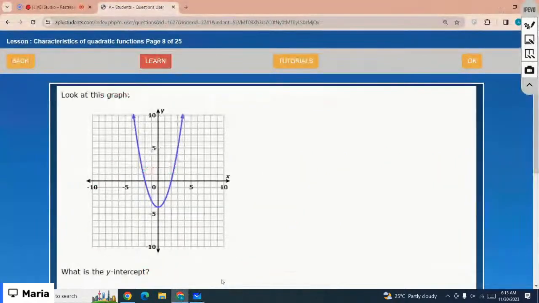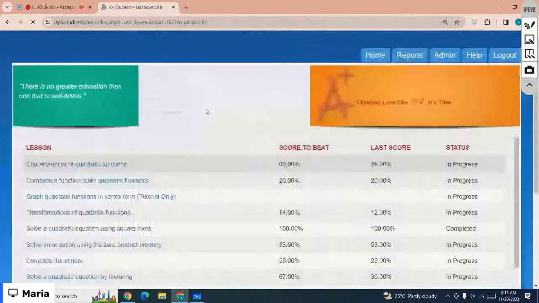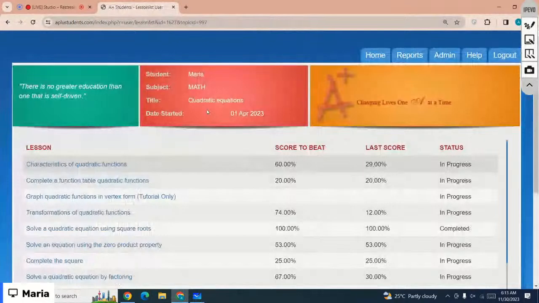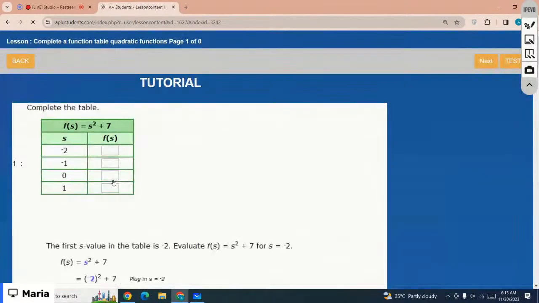The next lesson is to complete a function table for quadratic functions. Okay, so complete the table. You are given a function and a table also. The function is f of s equals s square plus 7, right?